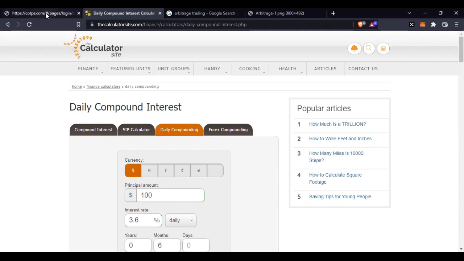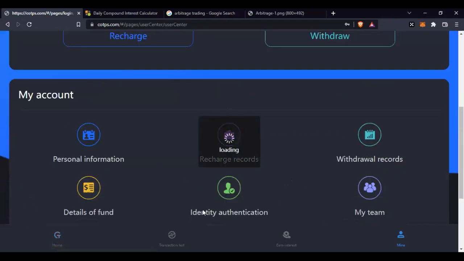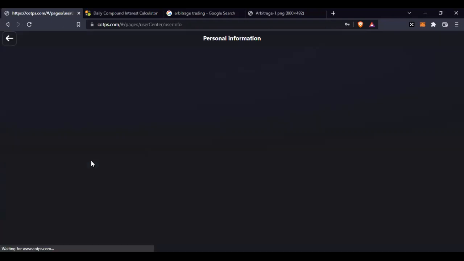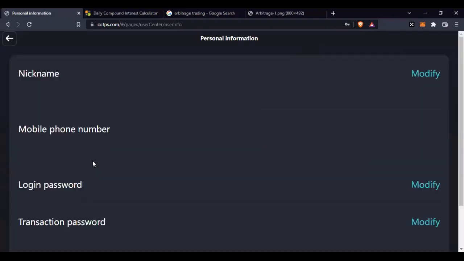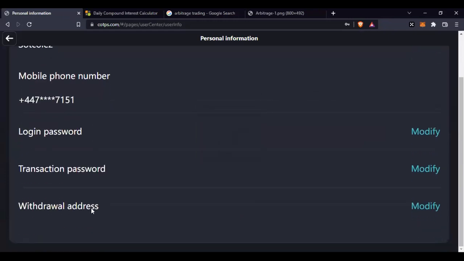But the beautiful thing about the platform is that you can come in here and set up a transaction password. If I come in here to personal information, okay, once you add your USDT address here, you cannot change it, okay? Here where it says withdrawal address, once you add your withdrawal address, you cannot change it.